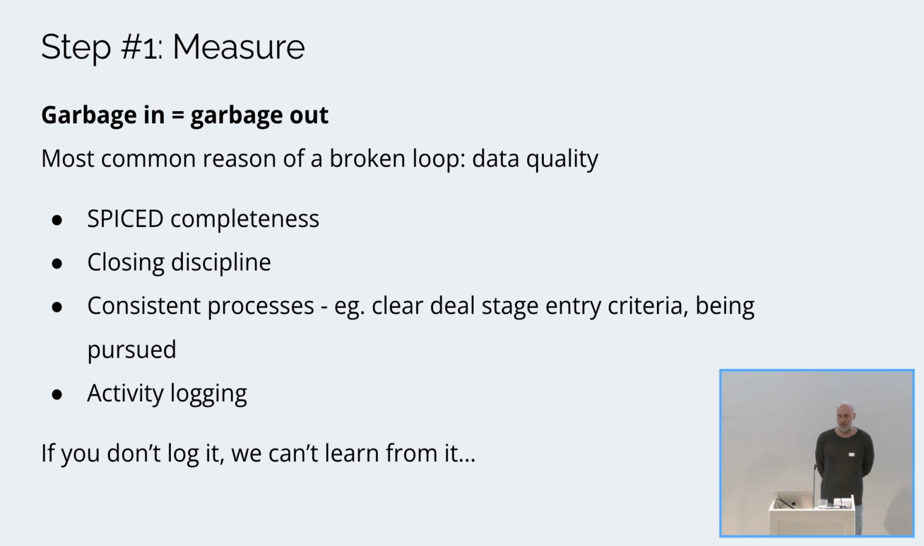So, step 1, measure. Well, everybody has seen that statement, garbage in is garbage out, right? So the most common reason that you don't have a proper feedback loop is simply because your data quality is too low. It can be quantitative data, but also qualitative data, such as SPICE completeness. If you are using SPICE or any other qualification framework, but you don't properly put it in, then we don't have the data to act on that.